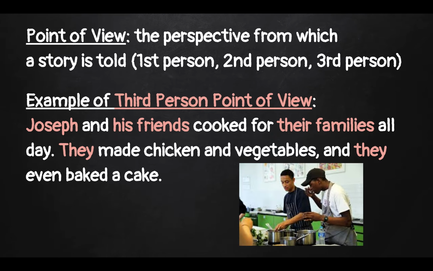Third person point of view is when we have an outside narrator. And so we don't hear the perspective coming from I. We don't have the you. It's an outside narrator who's not a character in the story. And so we see he, she, they, characters' names.